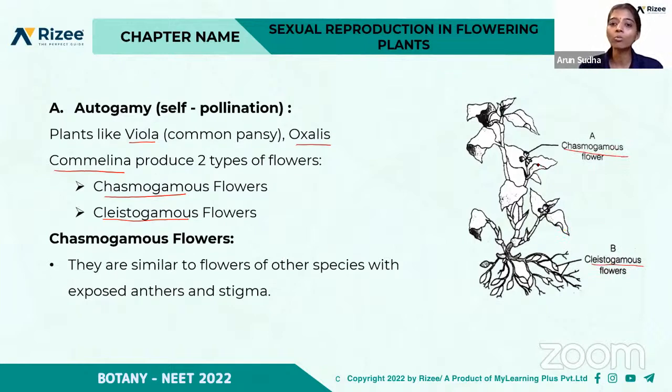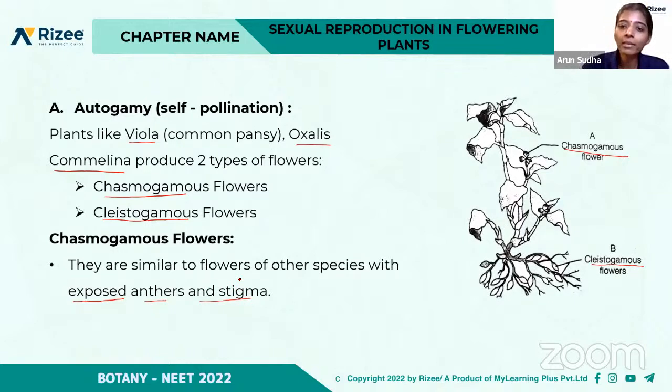Okay. So what do you mean by chasmogamous? That is, they have the exposed anthers and stigma. That is, their anthers and stigma will be open, right? They are similar to flowers of other species with exposed anthers and stigma. So they will be open.